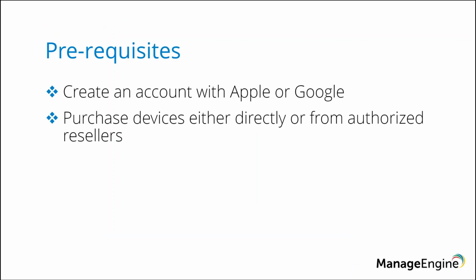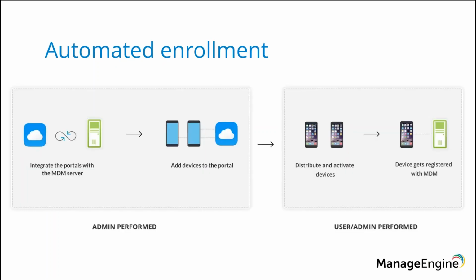And now for the prerequisites, if you're going for such automated enrollments, you would need to create an account either with Apple for their Apple Business Manager services or with Google for their Zero Touch enrollment services. And the second important point would be to purchase these devices from an authorized reseller or from the OEM vendors directly. So both the options have to be met in order to proceed with these automated enrollment types.